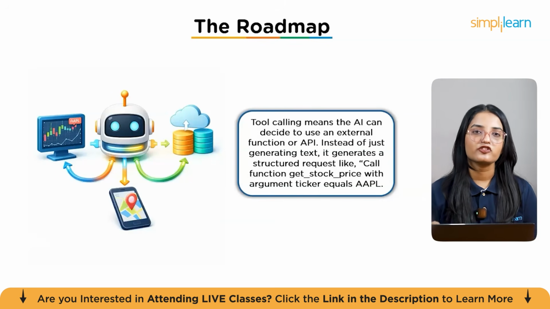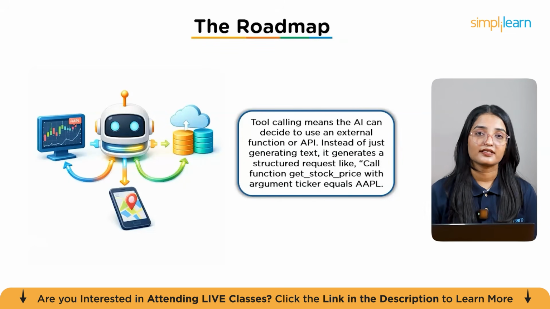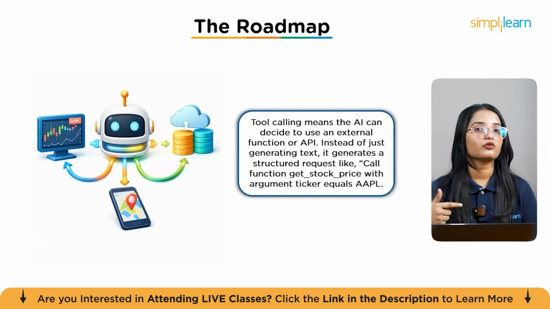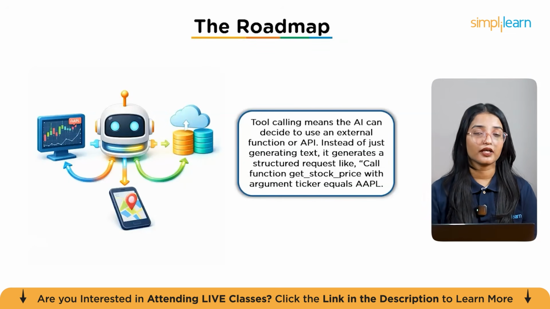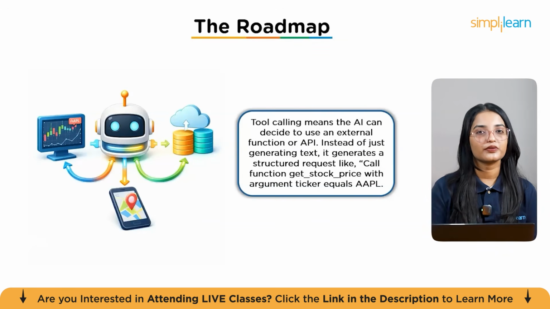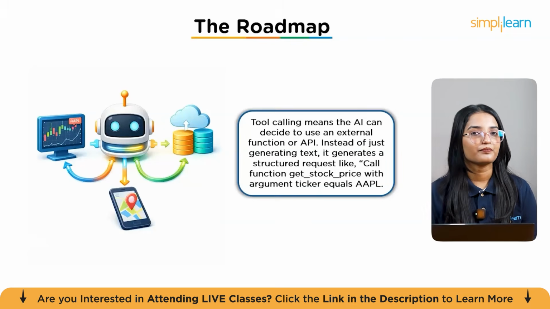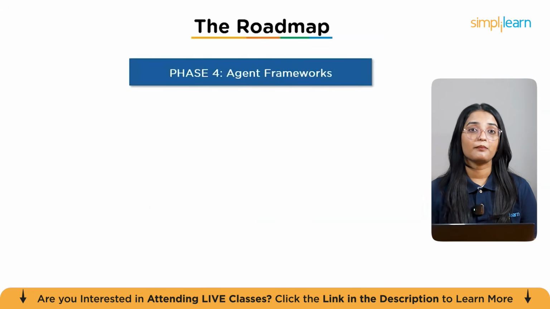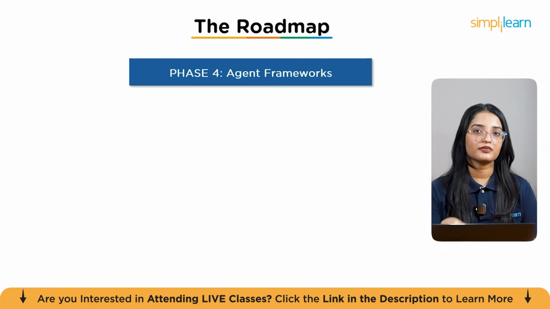Think of it like a manager in a company. If an employee needs financial data, they do not guess. They go to the accounting department. Tool calling is the AI going to the accounting department. Without tool usage, your agent is limited. With tool usage, your agent becomes powerful. Now we'll move on to the next step, which is combining all of this into a structured system that can think, act, and improve intelligently.